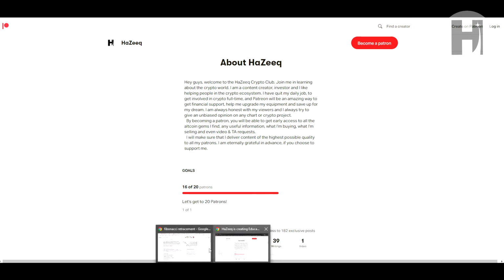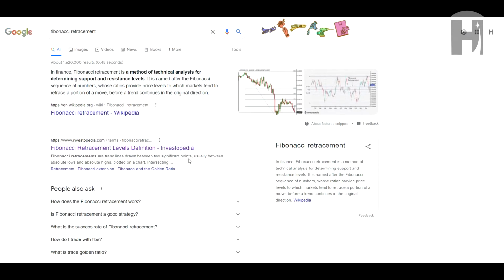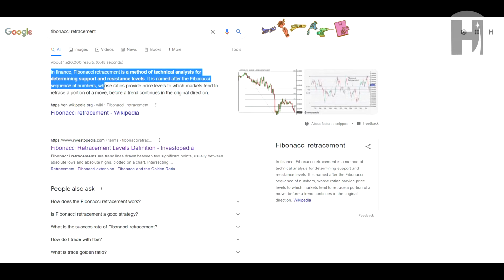Now, jumping back into the Fibonacci retracement. In finance, Fibonacci retracement is a method of technical analysis for determining support and resistance levels. It is named after the Fibonacci sequence of numbers, whose ratios provide price levels to which markets tend to retrace a portion of a move before a trend continues in the original direction.